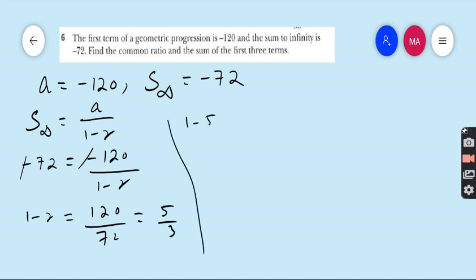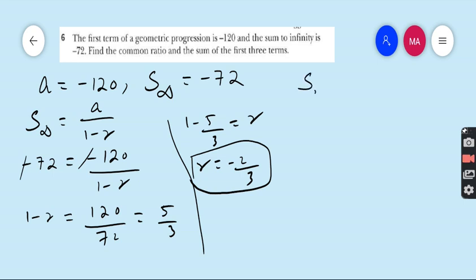So 1 minus 5 upon 3 is equal to r, and r is equal to 3 minus 5 upon 3, which is minus 2 upon 3. So minus 2 upon 3 is the value of r. This is the first requirement. Now the sum of the first three terms.